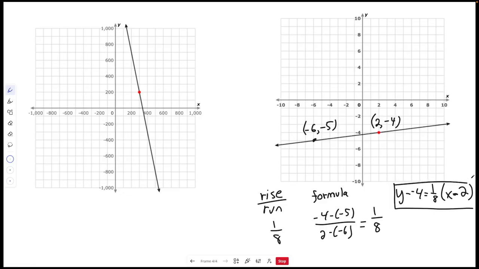Now, this is correct, but when we see the minus negative, remember that a minus negative just means they combine into a plus sign. So really, our final answer would look like this. y plus 4 equals 1/8 (x minus 2). Okay, so that should be our final form.